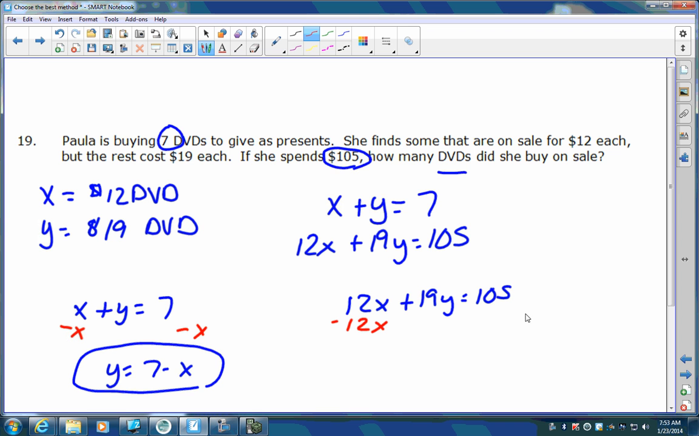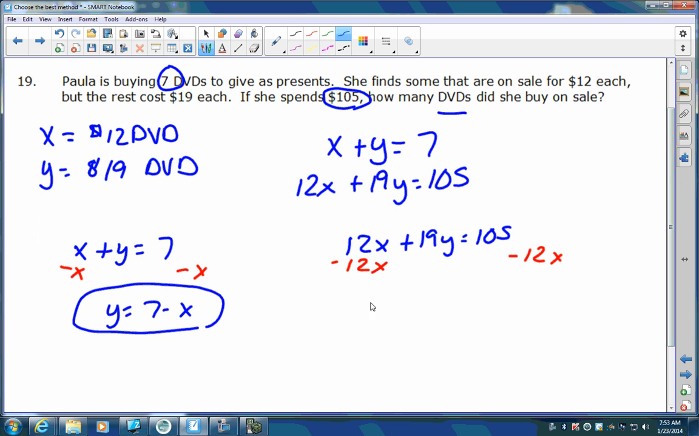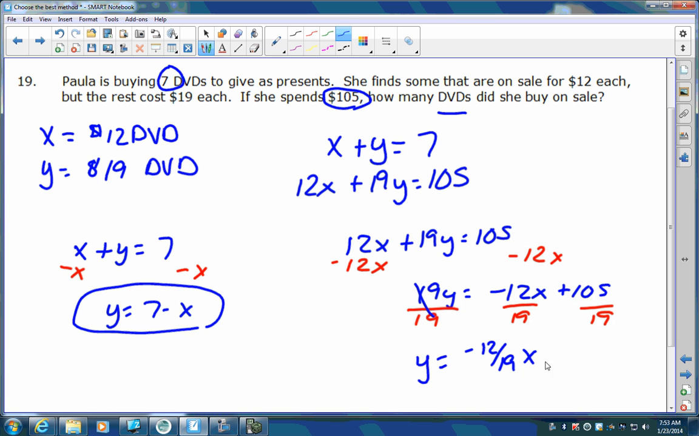Subtract 12X from each side. Let me move this up a little bit. 19Y equals negative 12X plus 105. Divide by 19. Here's the cool thing about this. We didn't have this back in my day, since I'm so old. Y equals, leave this the exact way it is, negative 12 over 19x plus 105 over 19.